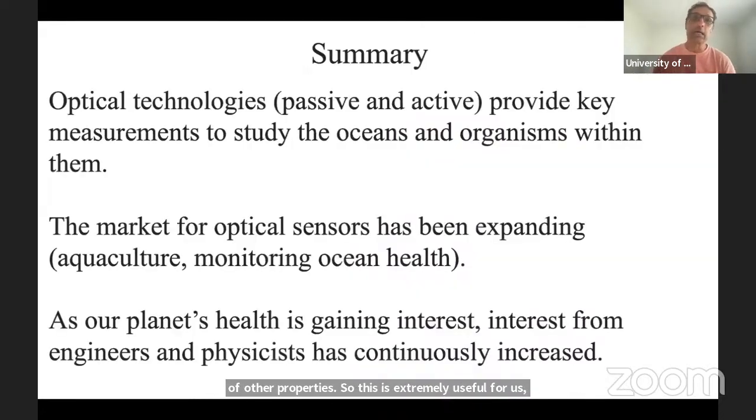So to summarize, optical technologies, both passive and active, provide key measurements to study the ocean and organisms within them. The market for optical sensors has been expanding as people are deploying them in aquaculture and in a variety of ways by which they want to monitor ocean health. And as ocean health is becoming a subject of wider public interest, more engineers and physicists are joining in devising sensors that allow us to say more about what's in the ocean, how it behaves, and what it's doing. And I'll stop there. Thank you very much.